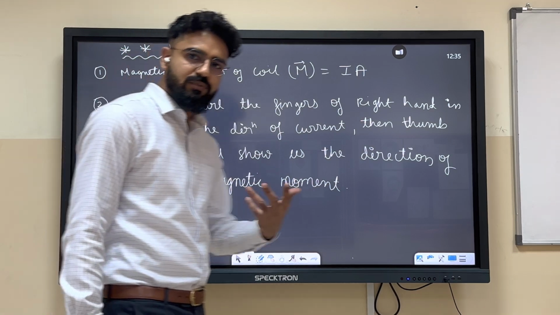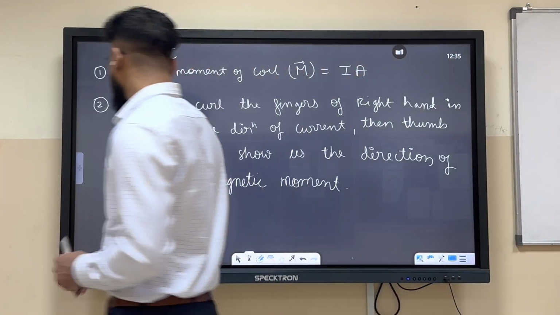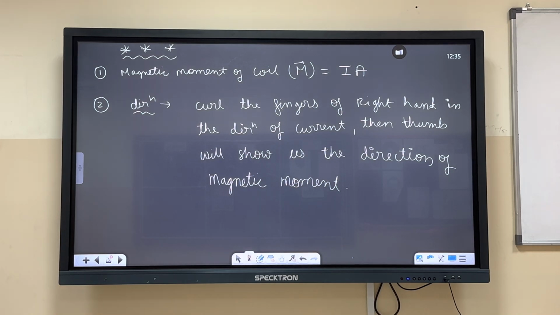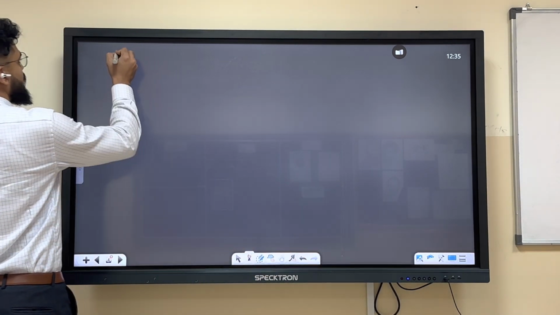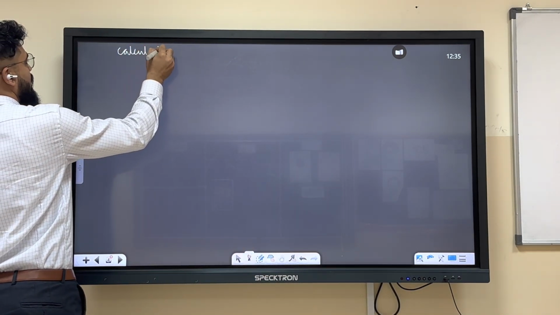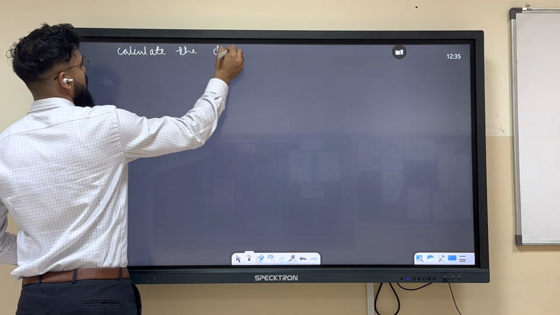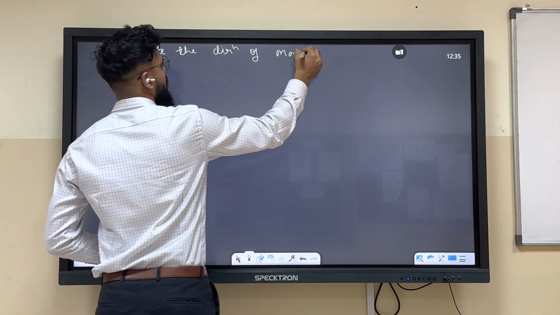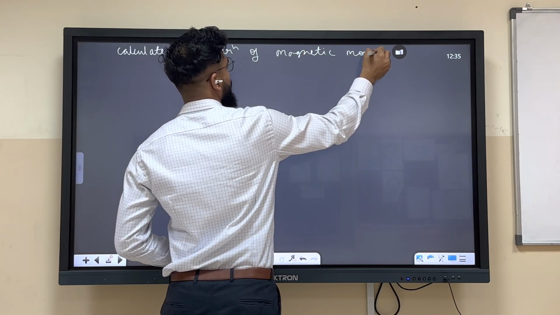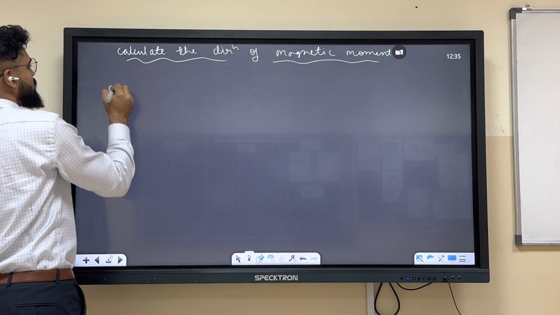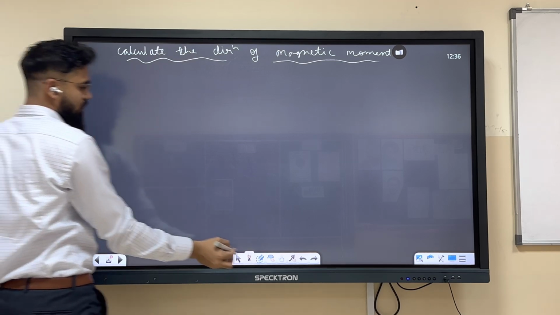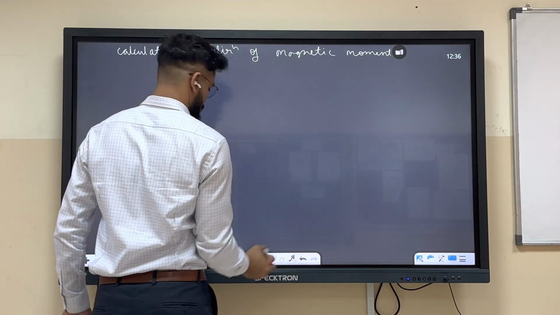Let's solve 2 or 3 questions based on this, just on the direction. You have to calculate what is the direction over here. Pause the video. If you have any doubt, you can go back. Question 1: calculate the direction of magnetic moment.